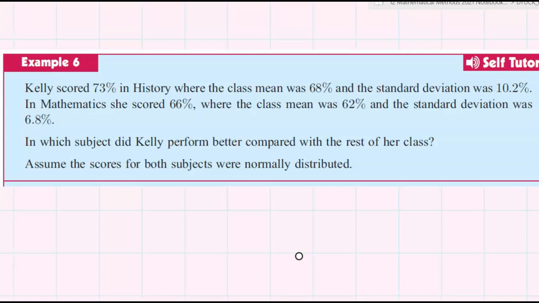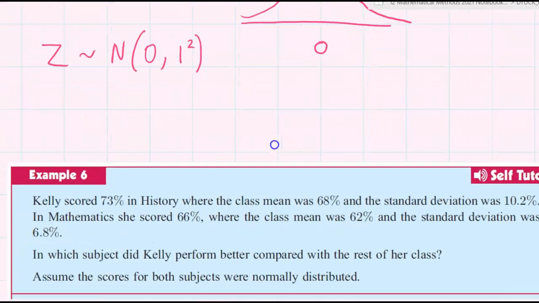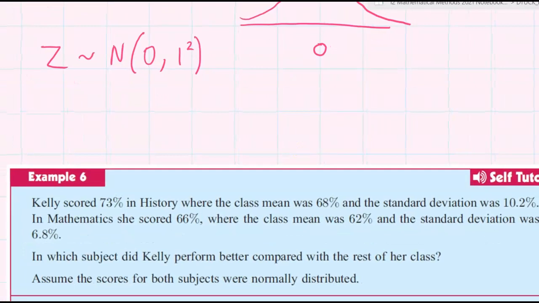Basically, when you read those scores right now, which subject did she do better in on raw scores? History, she got 73%, but maths, she only got 66%. So a z-score, how do we actually calculate it? This is the formula that you need to know. Z, the z-score equals x minus mu, all divided by sigma.